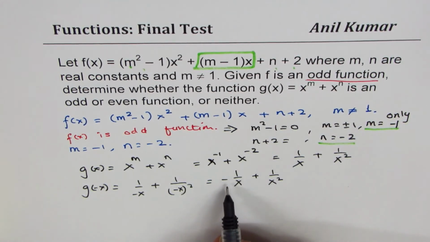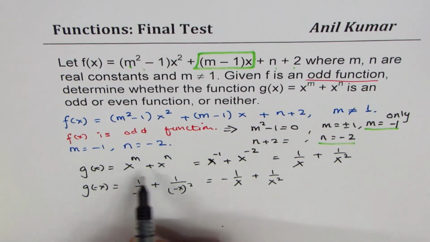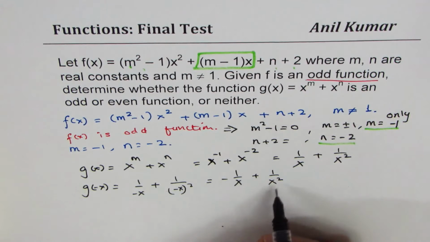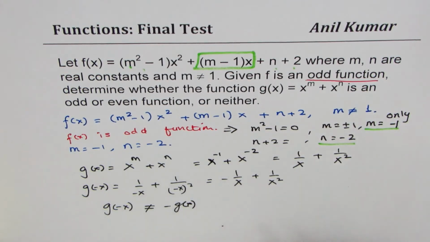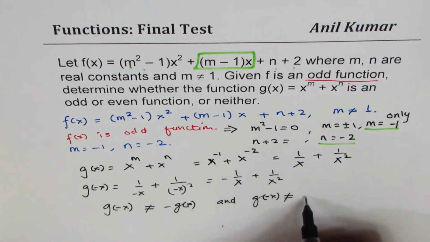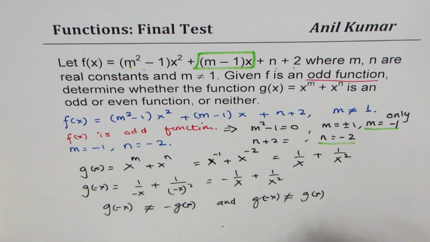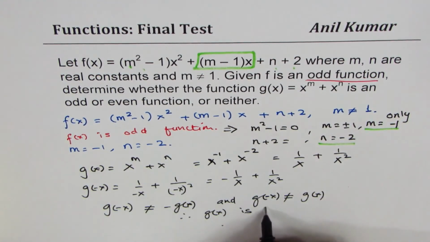Now one of the terms has become negative, the other one is positive. We need either both positive or both negative. Now that's not the case, right? So what we see here is that g of minus x is not equal to minus of g of x, right? And g of minus x is not equal to g of x, correct? It's not. Therefore, g of x is neither.